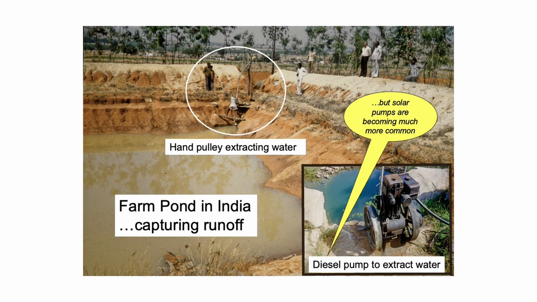And now in India, farm ponds are common in the drier parts of the country. They capture runoff from tracks and roads, and sometimes from the fields themselves. Increasingly, diesel pumps are used to irrigate the land.